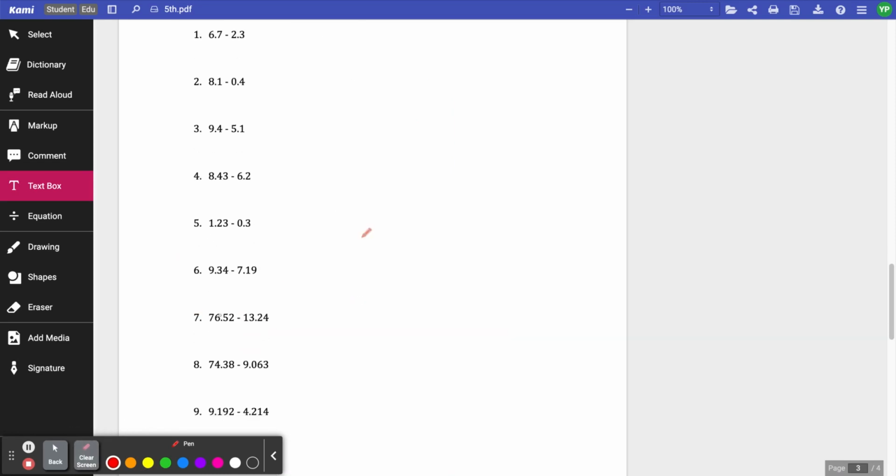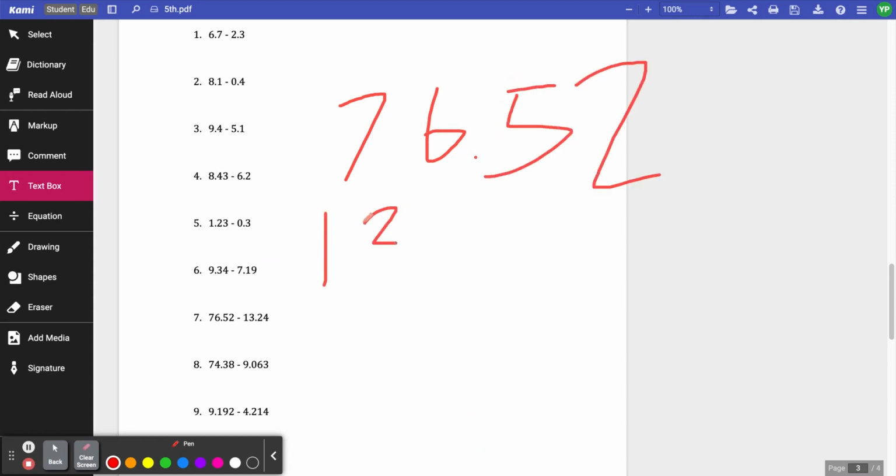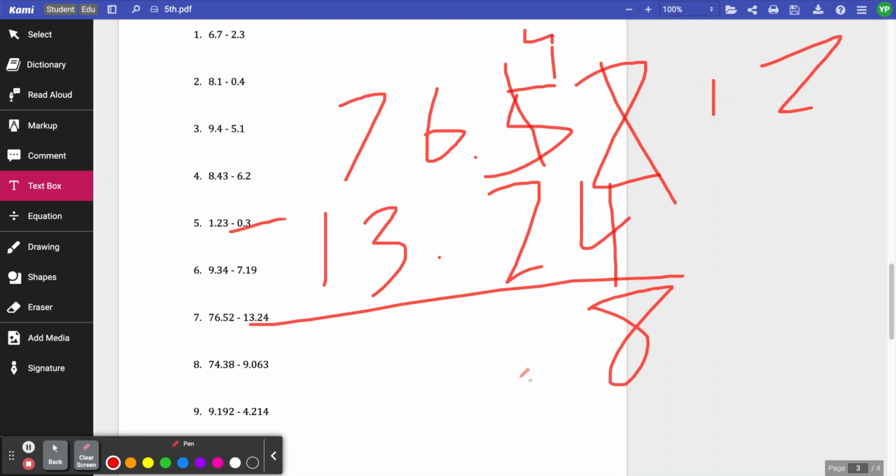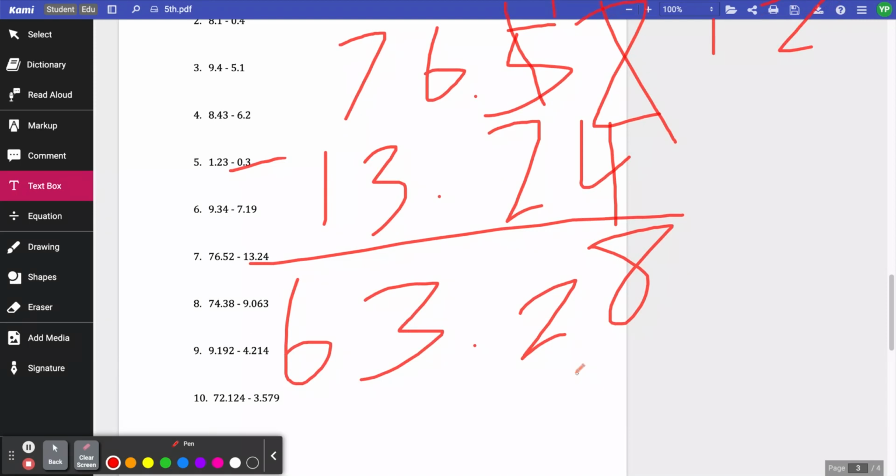And let's try number 7. 76.52 minus 13.24. 2 minus 4, you can't do that, so you borrow from the 5, so this becomes a 4. And then the 2 becomes a 12. 12 minus 4 is 8. 4 minus 2 is 2. Bring down the decimal point. And then 6 minus 3 is 3. 7 minus 1 is 6. So you get 63.28 for the answer for number 7.